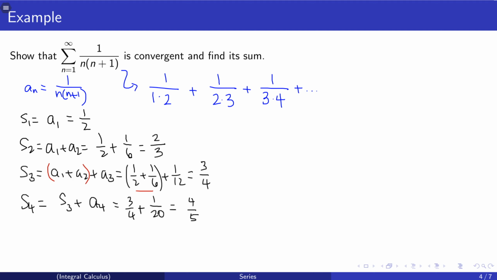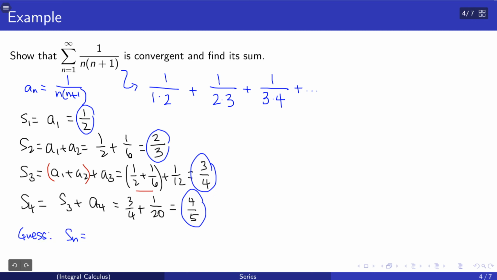And this looks suspicious. See the numbers that we're getting. 1 over 2, 2 over 3, 3 over 4, 4 over 5. And I'm going to make a guess here. Hey, maybe S sub n, my nth partial sum, is actually equal to n over n plus 1. Well, is that true? It makes sense from the first 4 terms here of your partial sum sequence. Can we actually prove it?